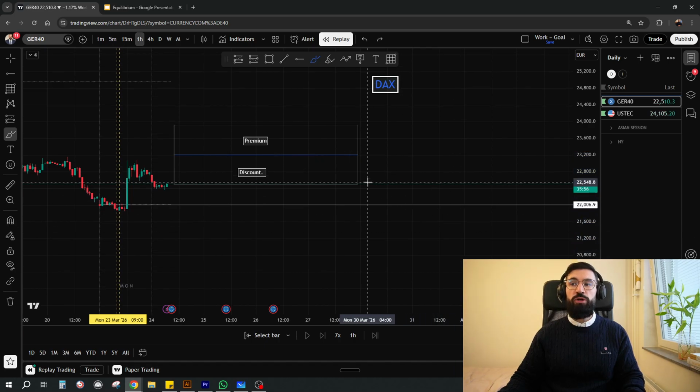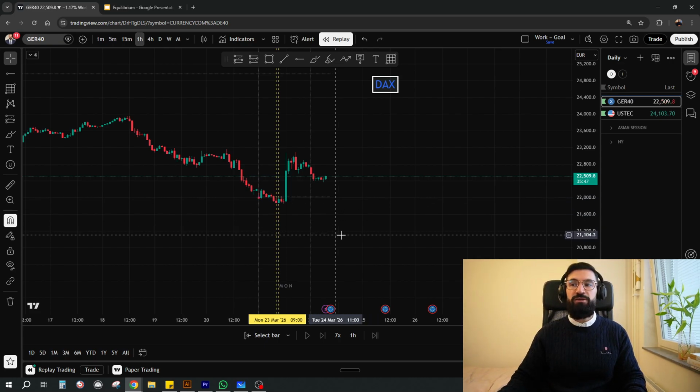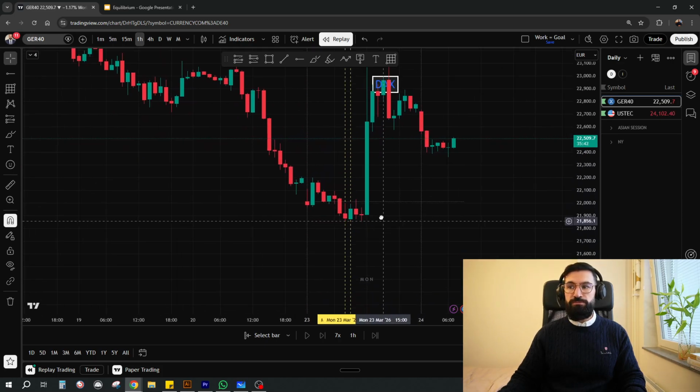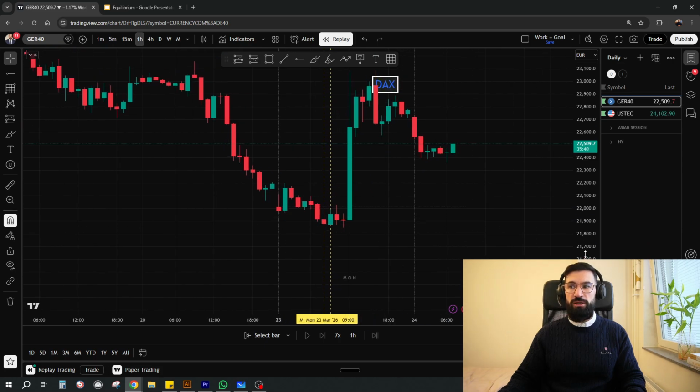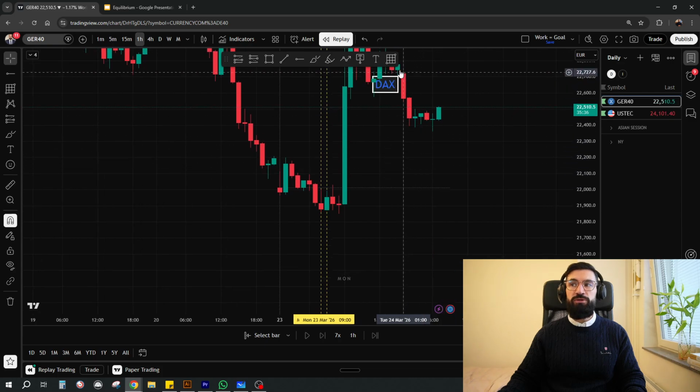So this is what we want to use the premium and the discount for when we take a trade. We don't take a trade only from equilibrium. We use it as a kind of indicator of where the market wants to go. So I want you to see this. This is a trade I took yesterday, right? You have to mark out the high and the low to be able to see where the market goes.